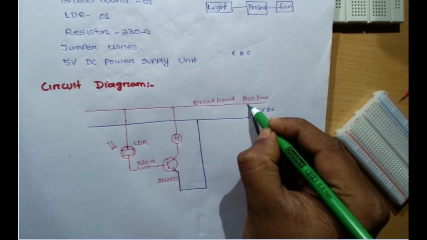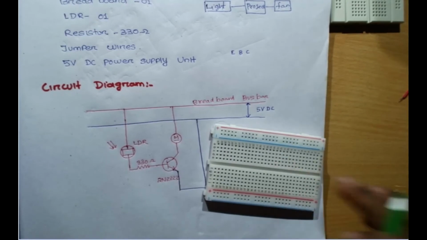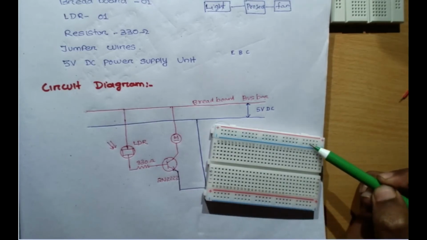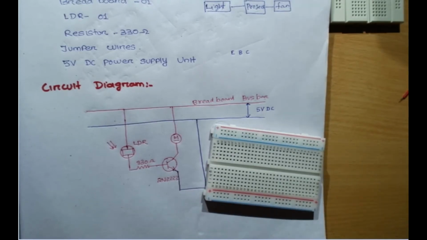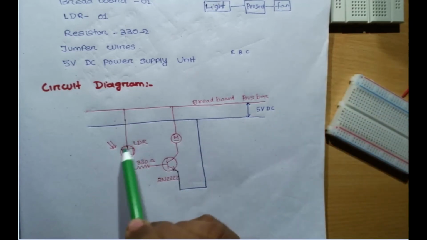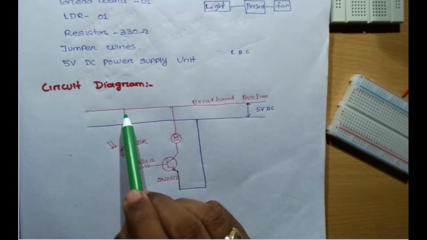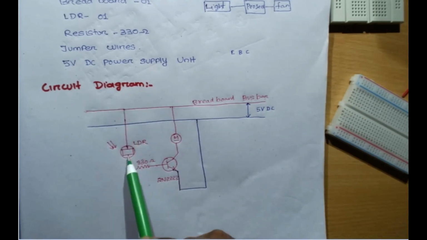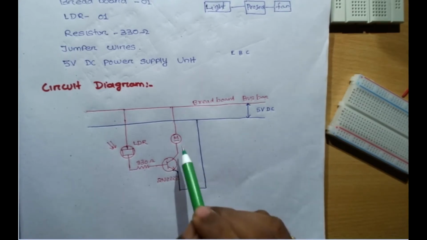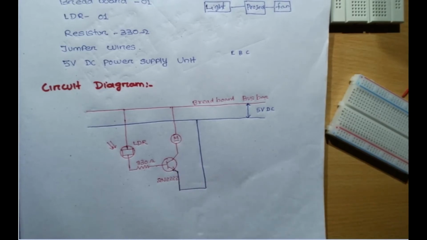And how am I getting the 5 volt DC? I will collect the 5 volt DC from this 5 volt DC power supply unit and give it to the what? To the breadboard. Next, in the circuit you can see, we will connect an LDR to this 5 volt bus bar, then it will be connected in series to this resistor, then this is your transistor, and this is your motor. How they are connected I will demonstrate one by one. Okay, now let me first finish the circuit.